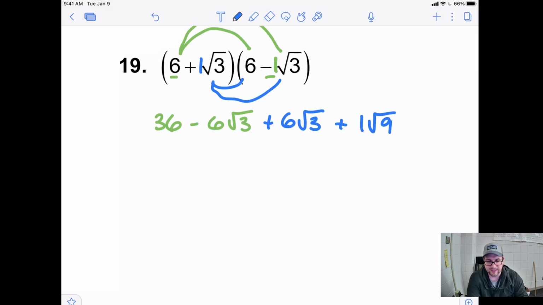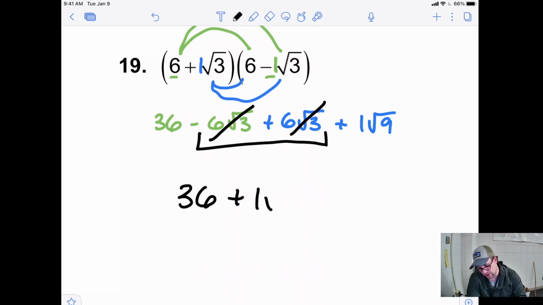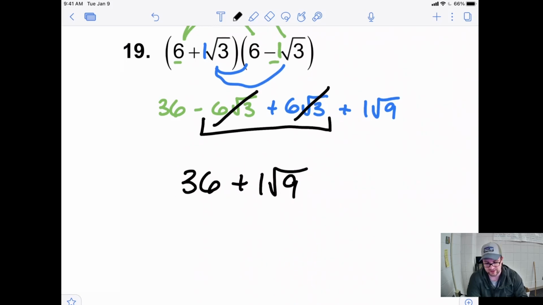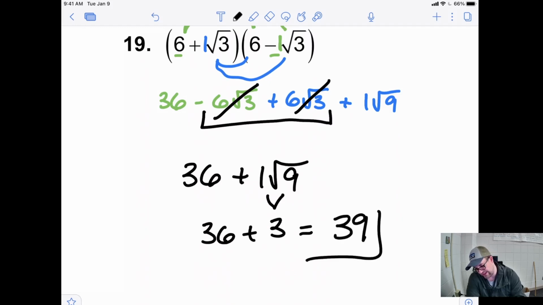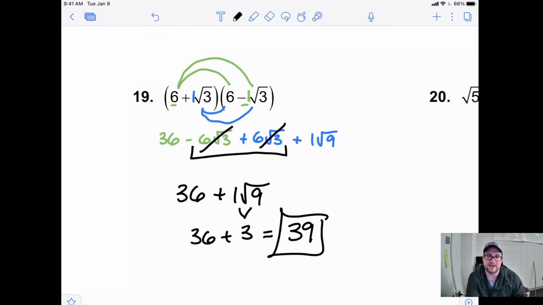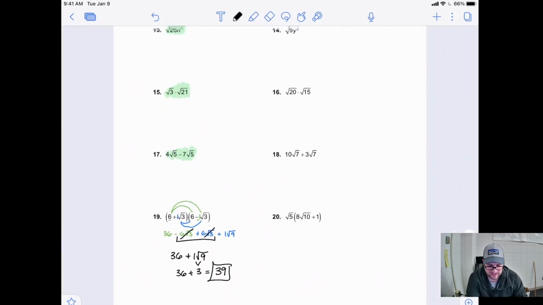Now, as we go through, we got some simplification to do here. Notice we do have like radicals, so we can combine these. If I have negative 6 square roots of 3 plus 6 square roots of 3, they actually cancel each other out. Bye-bye, they're gone. We're going to have 36 right here, plus 1 square root of 9. Now, square root of 9 is a special number. It's a perfect square. You can take the square root of it really easy. The square root of 9 is 3. 1 times 3 is 3. So this whole thing just becomes 3. So I have 36 plus 3, which of course gives us 39. Look at that big old ugly problem simplified down to be a really nice, compact answer.